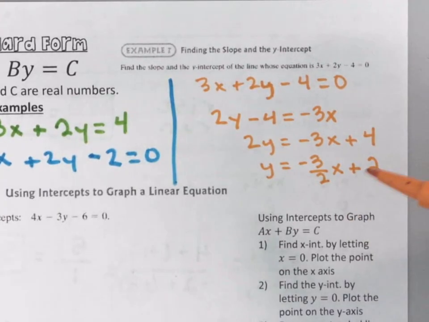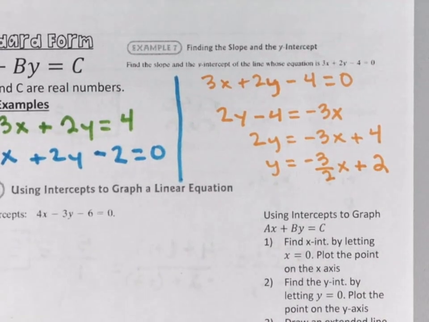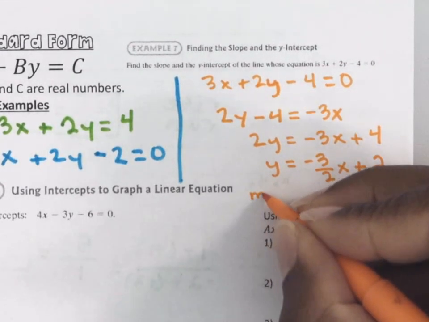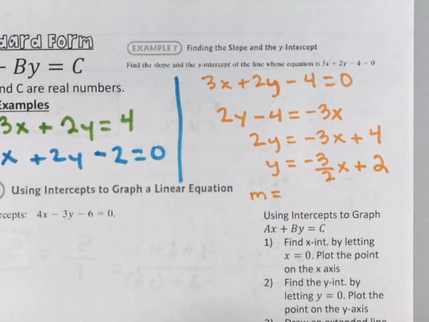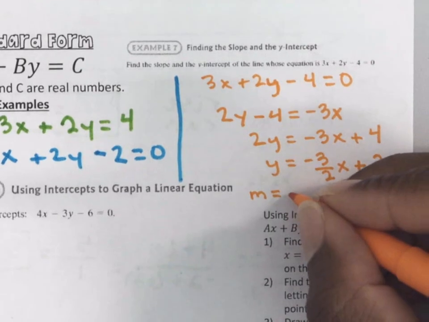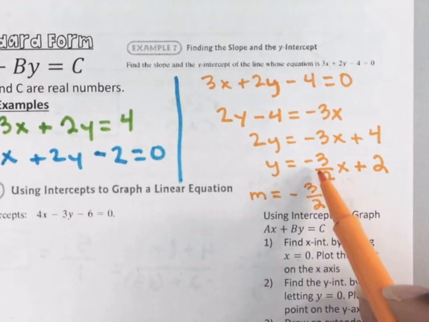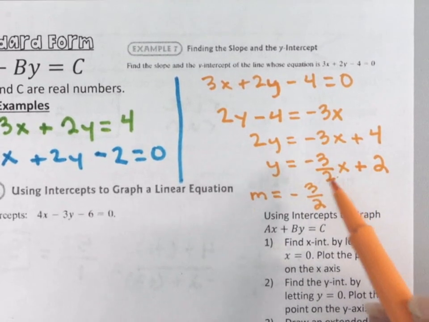Let me know if something doesn't look right or makes sense. I know I didn't show all my work. What's my slope? 2. What's my y-intercept? 2. So my slope can't be 2. Yep, -3/2. Remember, slope is always attached to x, because that tells you how x will change.